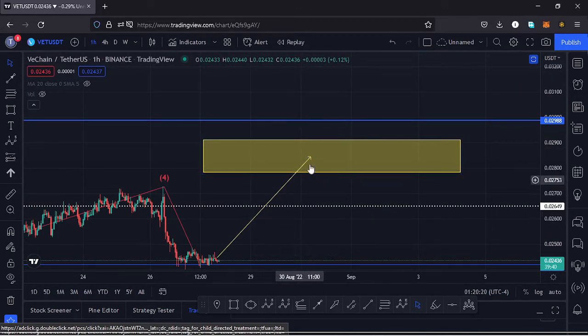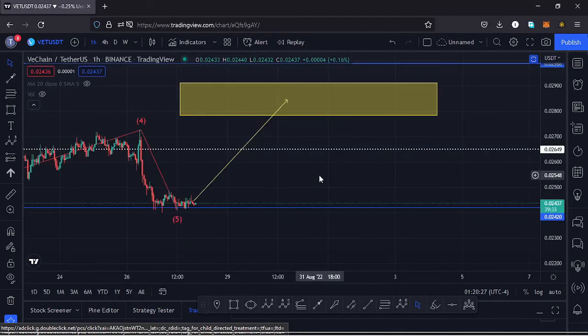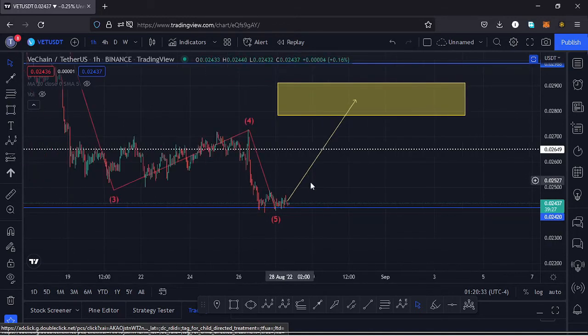And once we see the formation of a wave 2, then I can expect lower prices in the formation of a higher Elliott wave count 3. So let's be patient and see how that plays out.